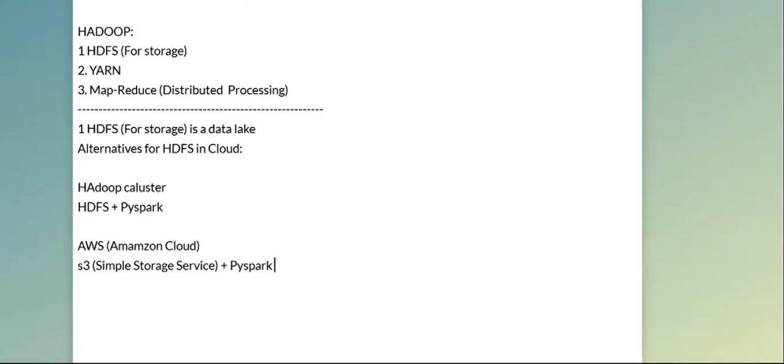So the same thing which we are doing in Hadoop cluster, having HDFS as a data lake and PySpark as a data processing engine, we can do the same thing in Amazon cloud, and it has S3 as a data lake and PySpark as the data processing engine. I'll write it here, data lake. So I hope this is clear. Currently, we are not talking about what is Amazon AWS S3. We are not learning it in a full-fledged fashion, but I'm just giving you some idea on what are the alternatives of HDFS in clouds.